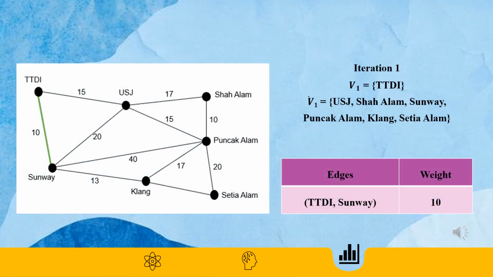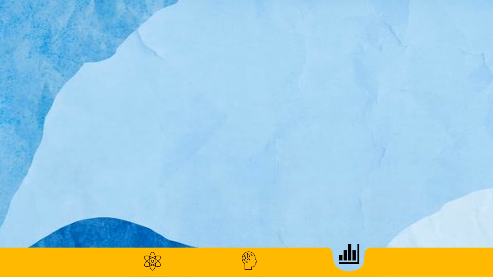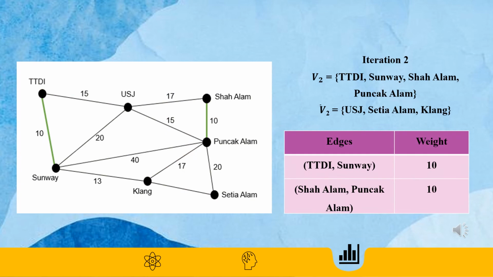So moving on to the first step, we can see that TTDI Sunway and Shah Alam Puncak Alam are both the shortest arcs with the weight of 10. So TTDI Sunway has been randomly chosen, so it is highlighted in green. For the next step, the lowest weight we can observe is Shah Alam Puncak Alam with a weight of 10, and it does not form a cycle. Therefore, it is picked as the second arc. So the remaining vertices left are USJ, Setia Alam, and Klang.